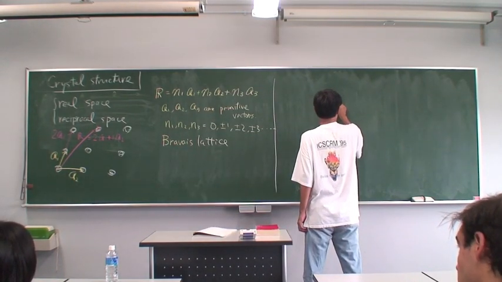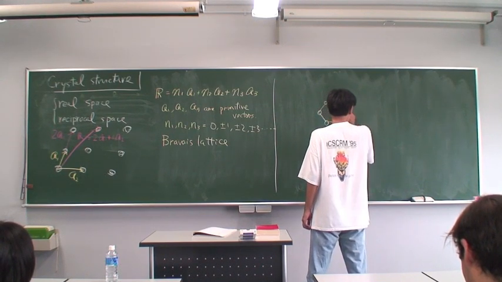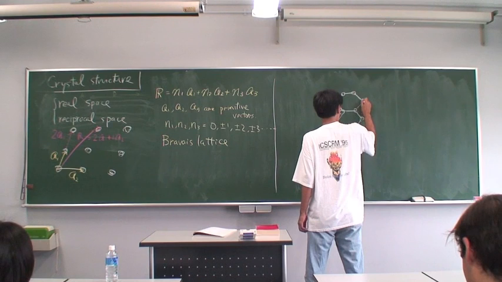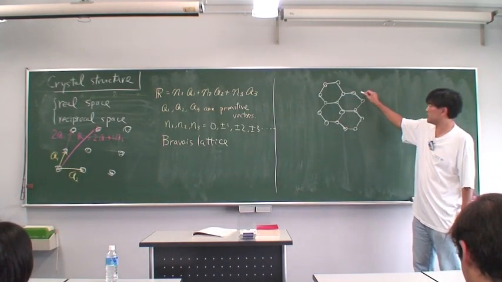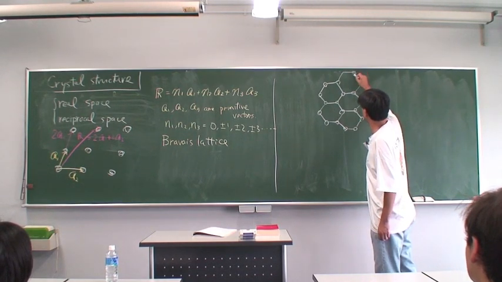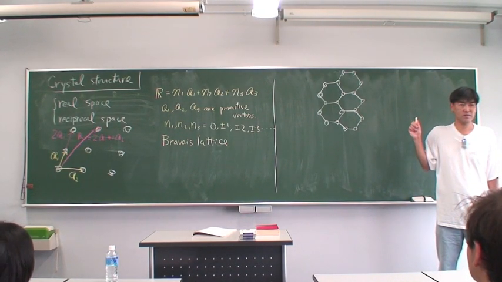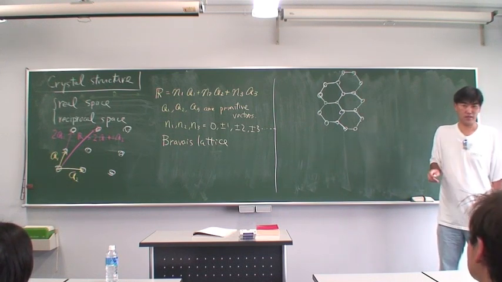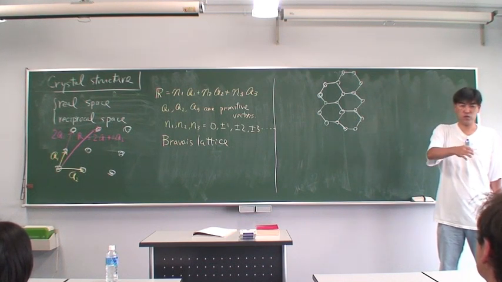So now the question is, is this kind of honeycomb lattice a Bravais lattice? Is this a Bravais lattice? Yes or no? Answer is yes or no. Yes? No? Okay, 2 yes, 3 yes. Now how many no's? 3 no's. And 1 forfeit.